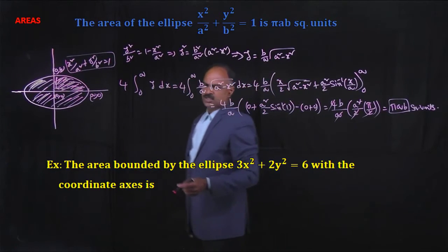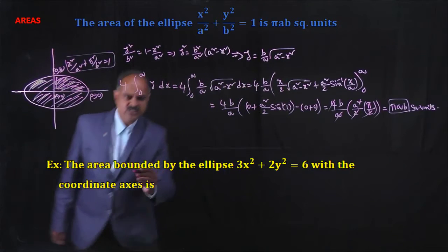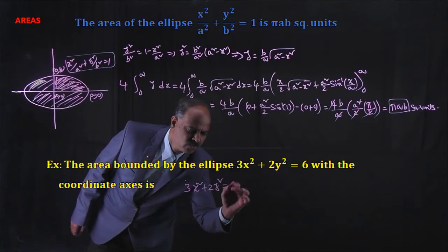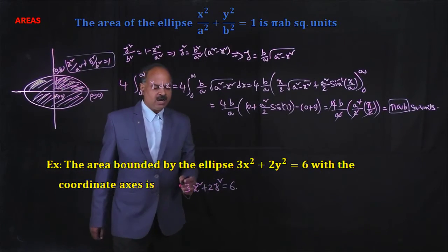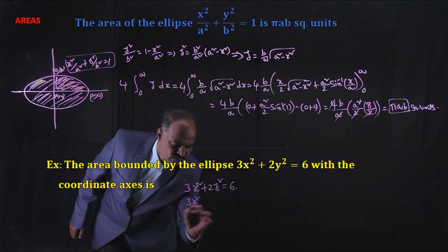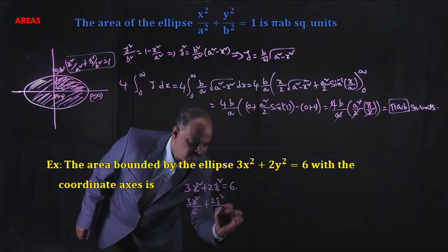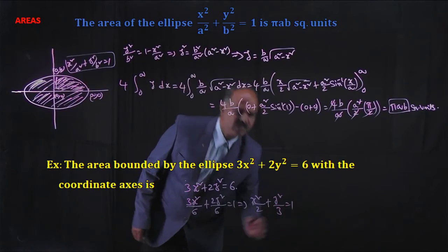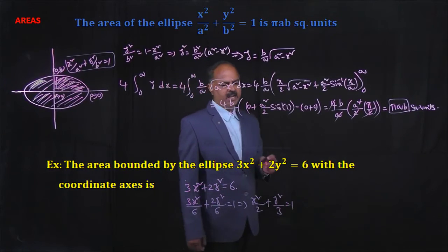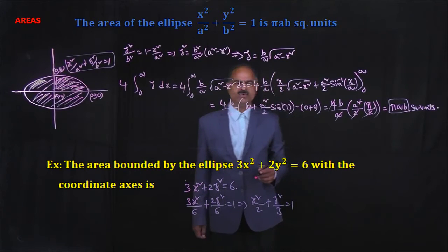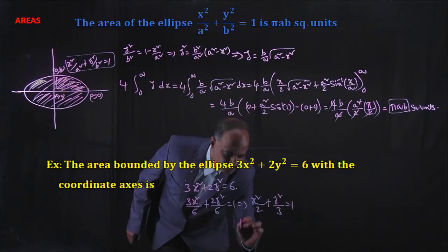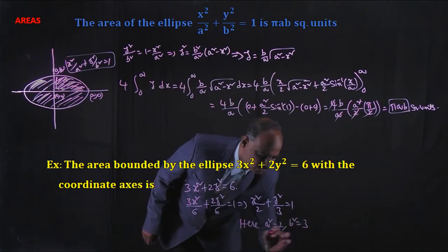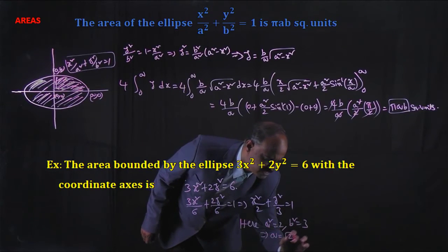Suppose for example the area bounded by the ellipse 3x square plus 2y square is equal to 6 with the coordinate axes. Now this can be written as 3x square by 6 plus 2y square by 6 equal to 1. This implies x square by 2 plus y square by 3 equal to 1. So the area bounded by the ellipse x square by a square plus y square by b square equal to 1 is pi a b. So here a square is equal to 2 and b square is equal to 3. So here a is equal to root 2 and b is equal to root 3.